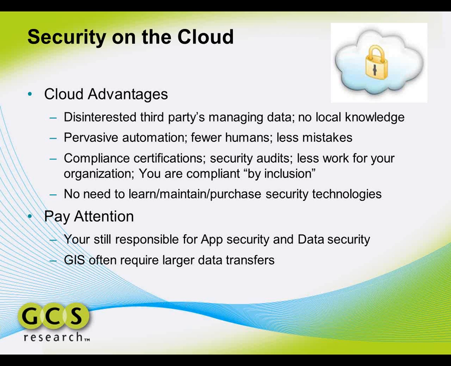Pervasive automation. Everything is so automated. There are fewer humans, so there are fewer mistakes, but also fewer interested eyes looking at your data. The federal government is also driving compliance certificates. This is pretty big.